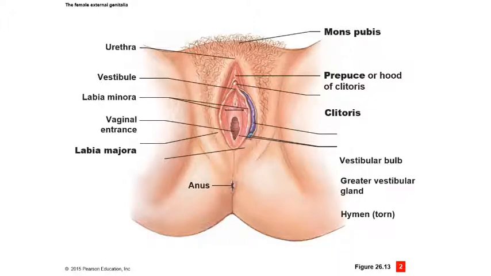So in this image we can take a look and kind of go down the list. The vestibule, the opening into, you can see the clitoris, the hood of the clitoris. The vestibular bulbs would be along the inside. Okay, this erectile tissue along the side. The labia major, the larger folds external.